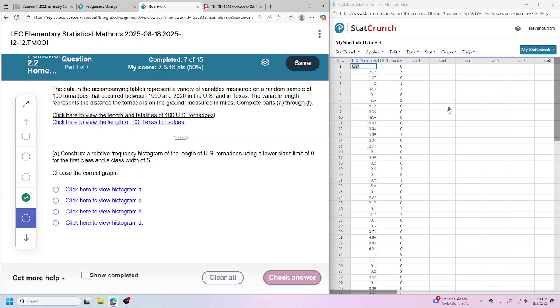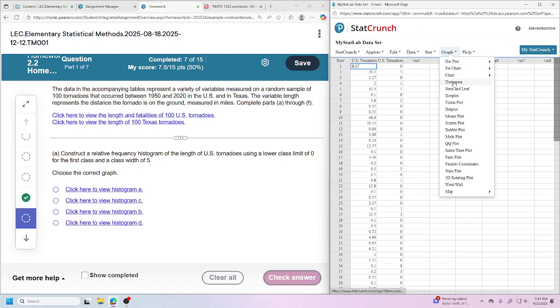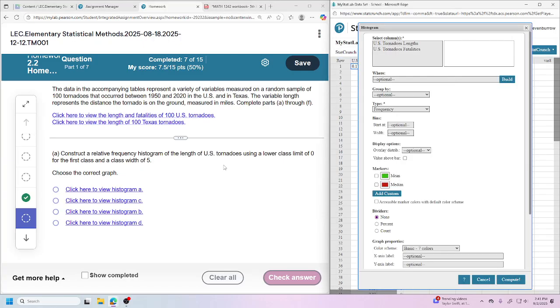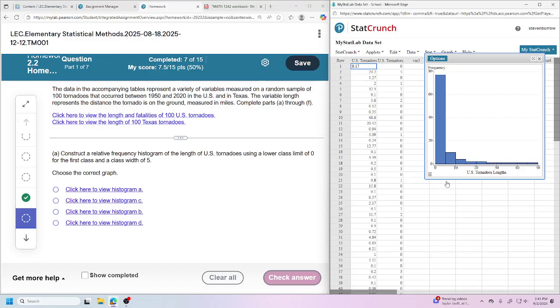But it says find the right graph. So go ahead, graph, histogram. And for what is it? Is it the fatalities or the length? What do they want? It says length. Very good. Starting at 0, a width of 5. They told me this, so I have to do it, and that's a good thing. I'm going to hit compute. So this is what it looks like. Go ahead and give me a skew. Which kind of skew is it? Skewed right, so it has a little tail on the right side.